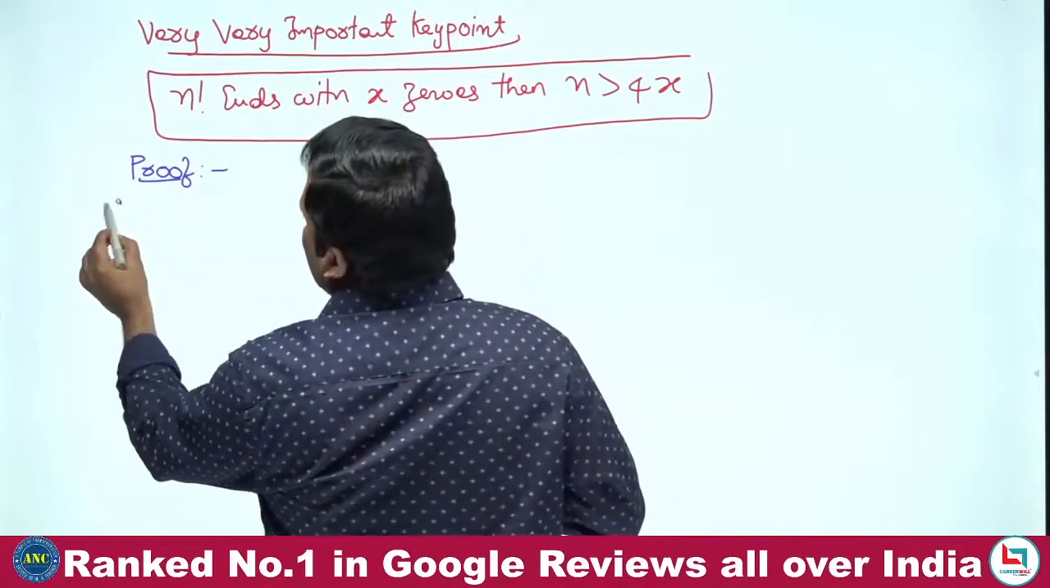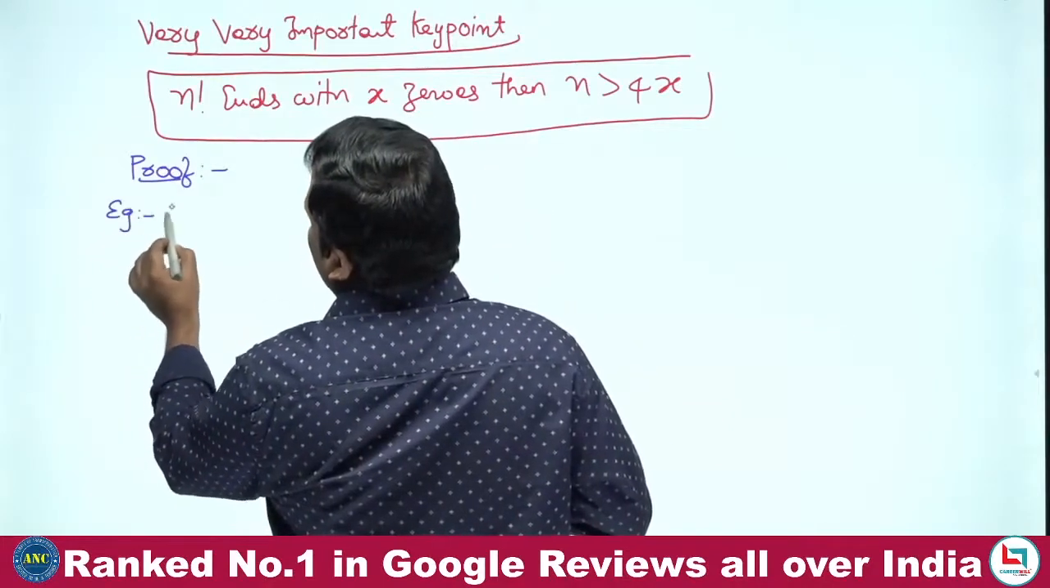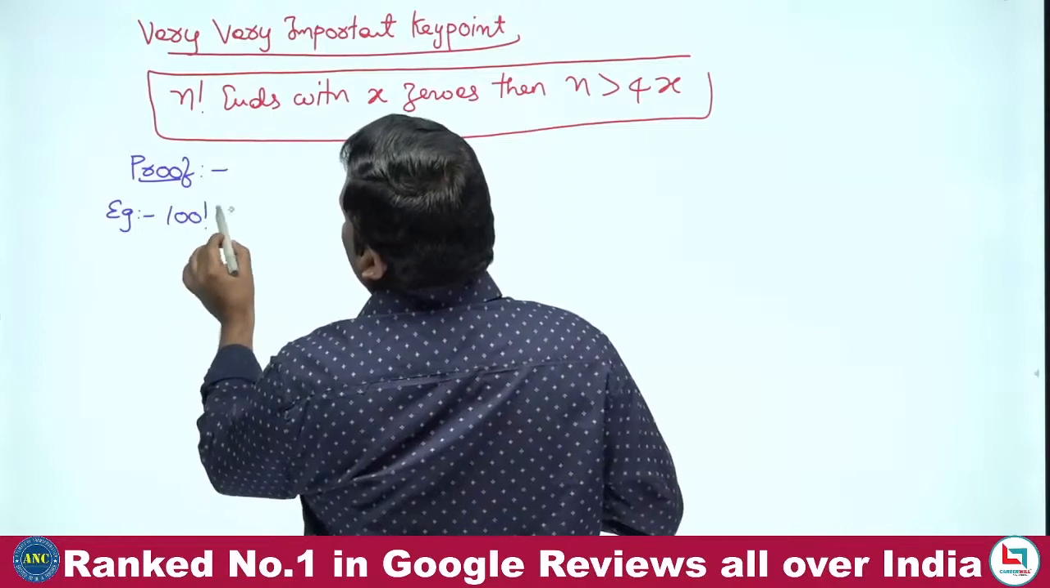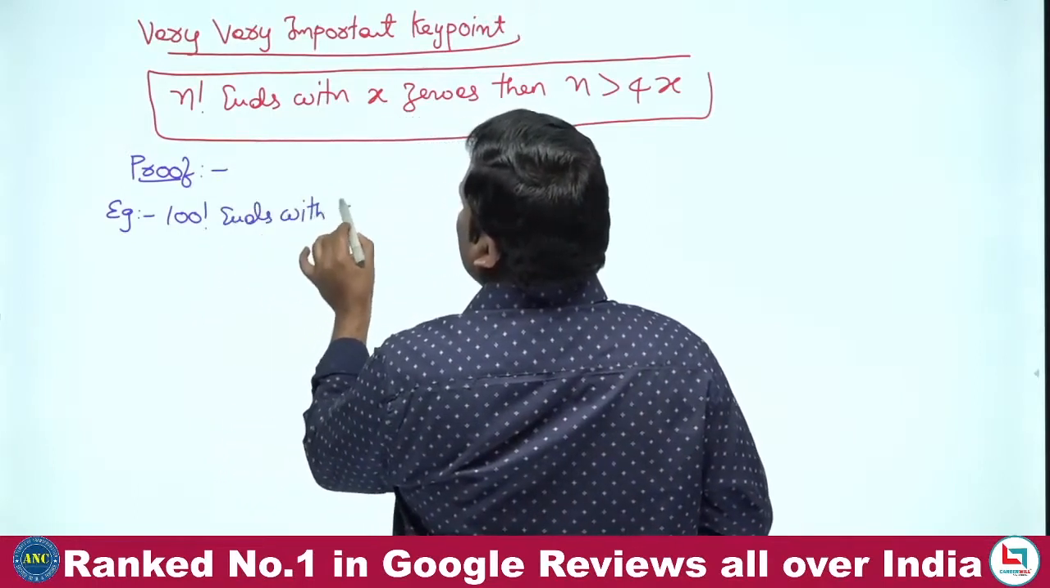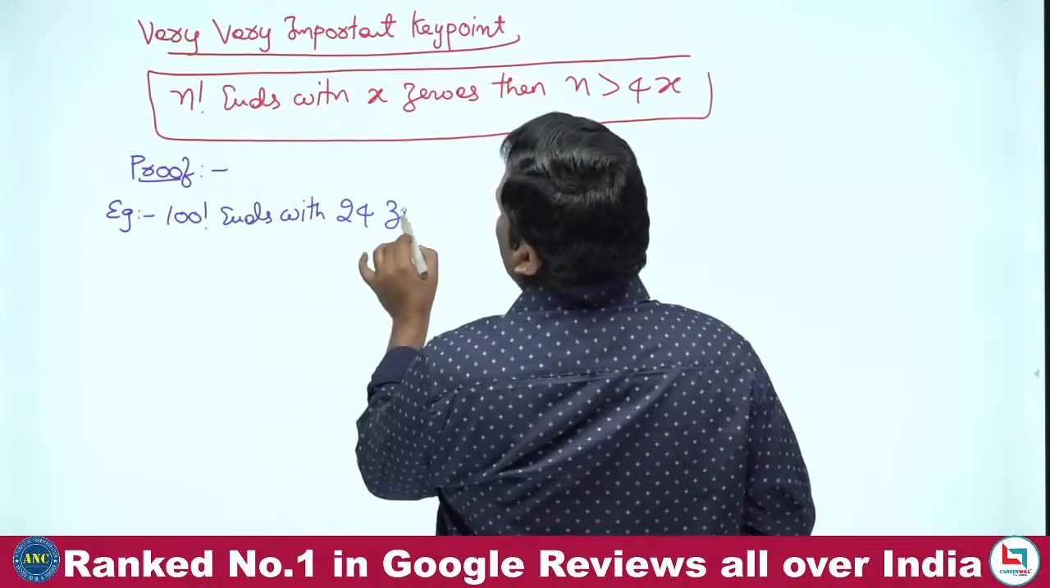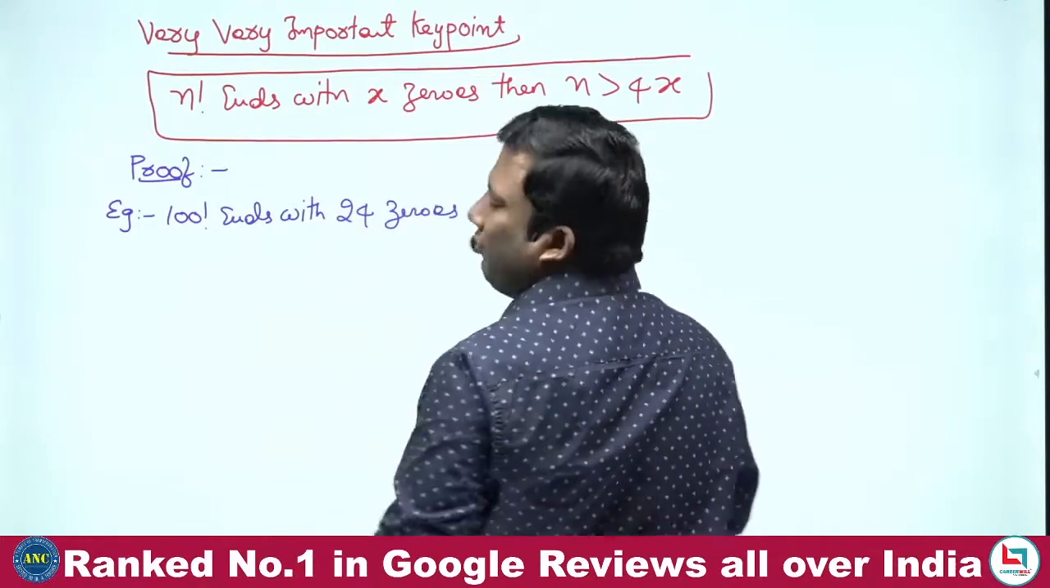First, I will take an example, 100 factorial. 100 factorial ends with, listen carefully, sir, a very, very easy proof, sir. 100 factorial ends with 24 zeros.